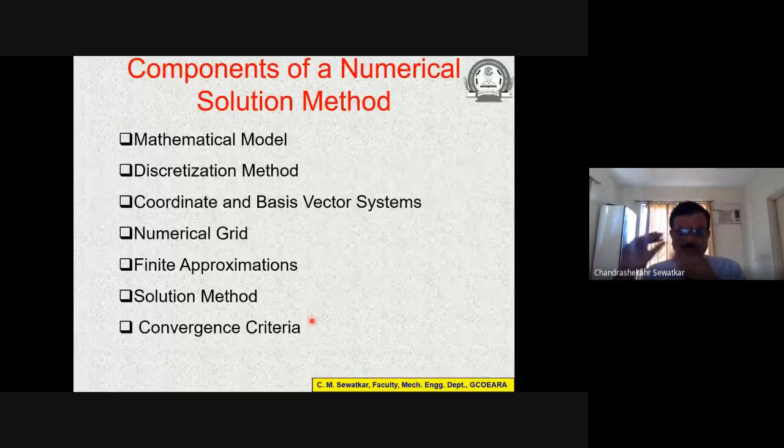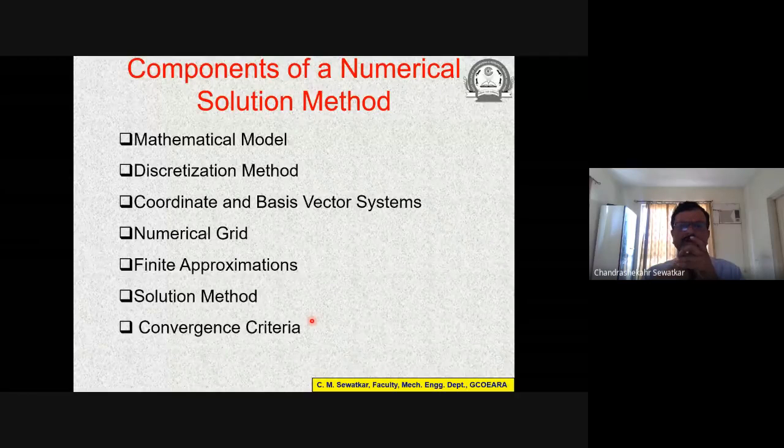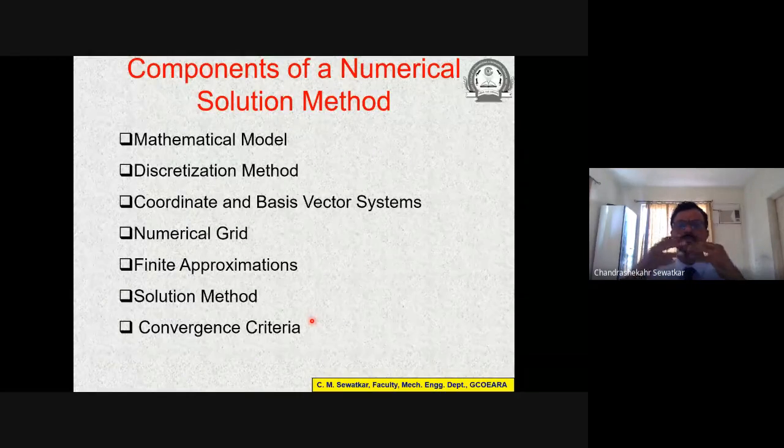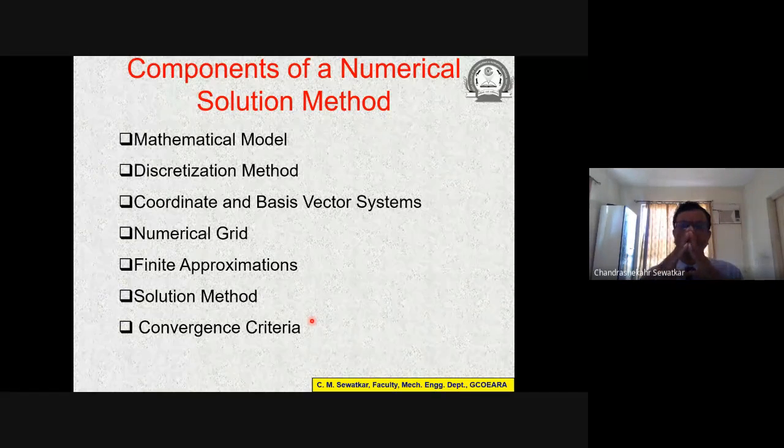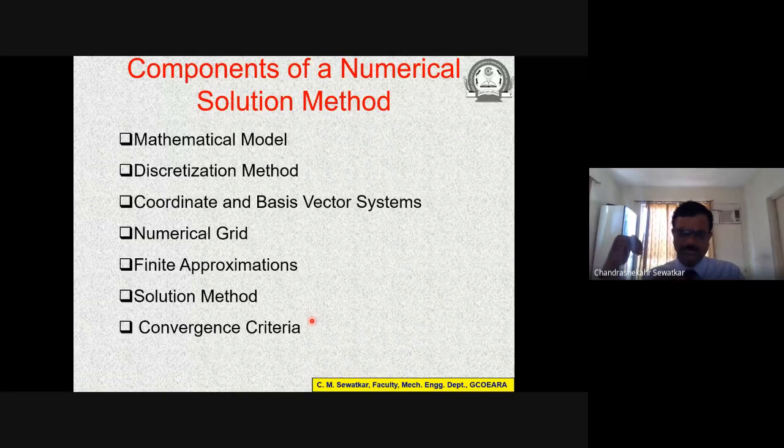Before I go ahead with the actual finite volume method, I need to tell you that there are several components of the numerical solution method, or I will say there are several components of computational fluid dynamics. What are those components? Yesterday, Professor Sharma told that it's pre-processing, solver, and post-processing. But if we go into more depth, we can understand that there are several components, or we can describe entire computational fluid dynamics with the help of these components. It consists of certain mathematical models.